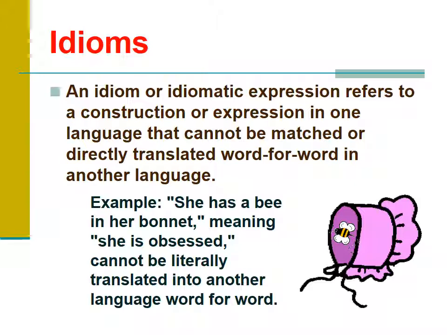Other examples would be it's raining cats and dogs. Again, this is an idiom. We all understand that it means that basically that it's raining very heavily, but that doesn't necessarily mean that there are cats and dogs falling from the skies.